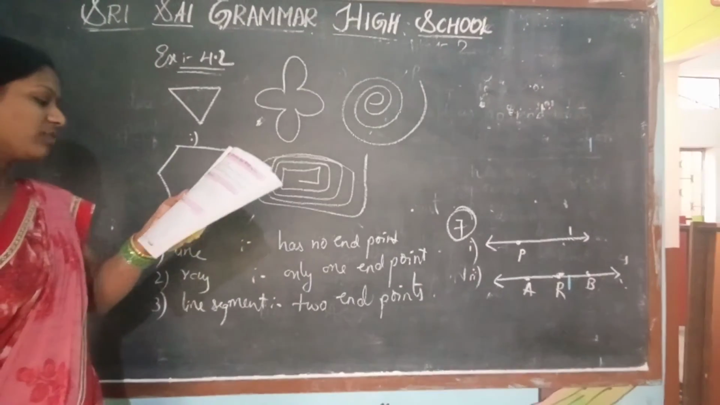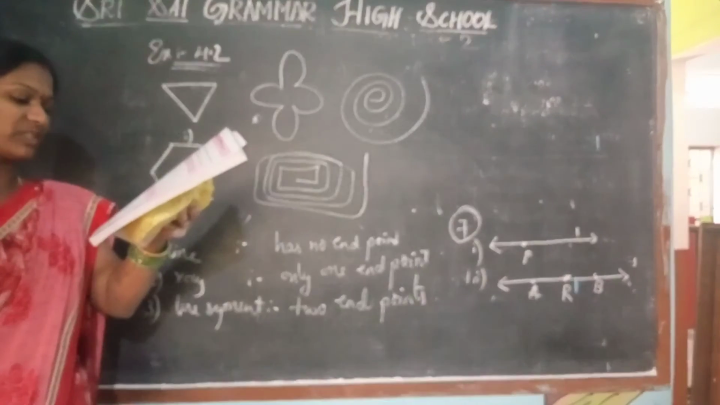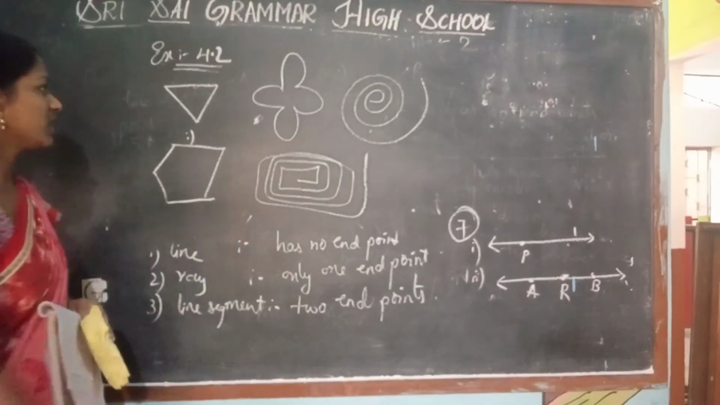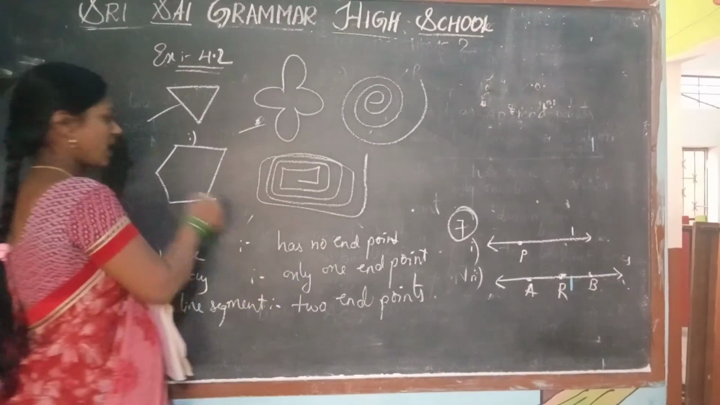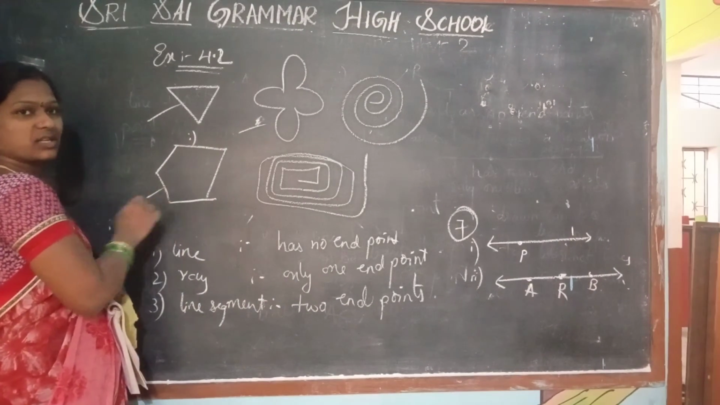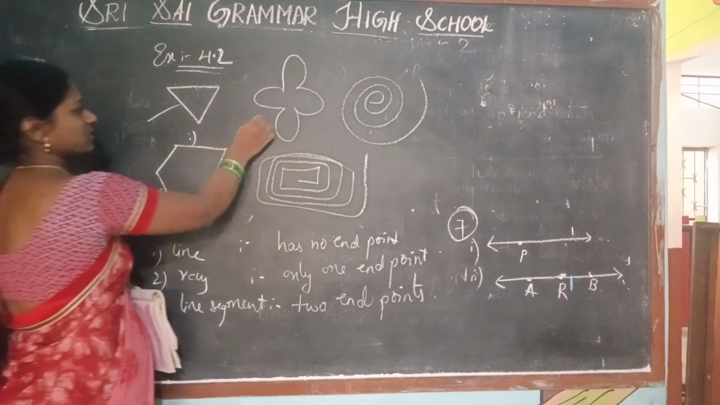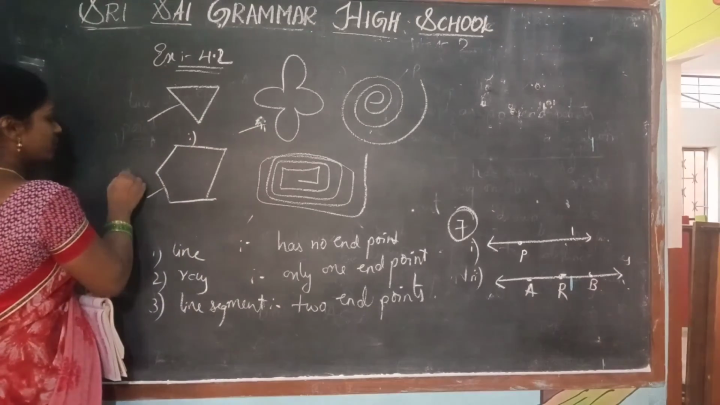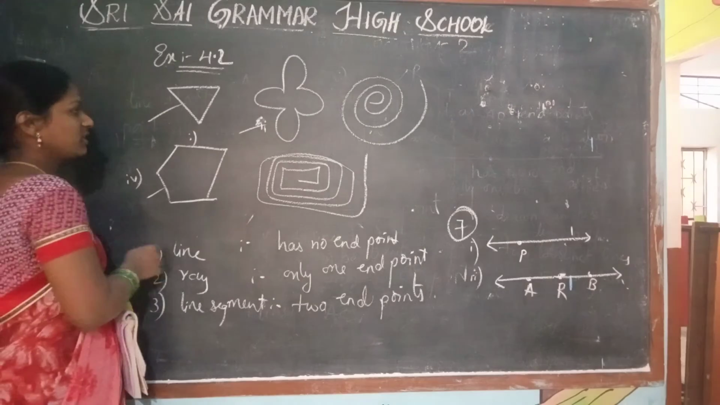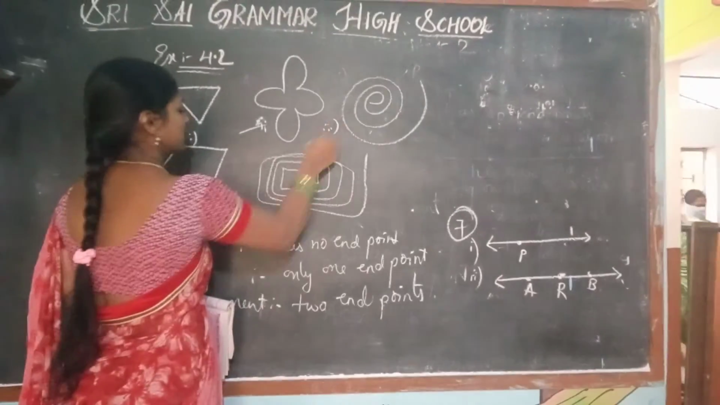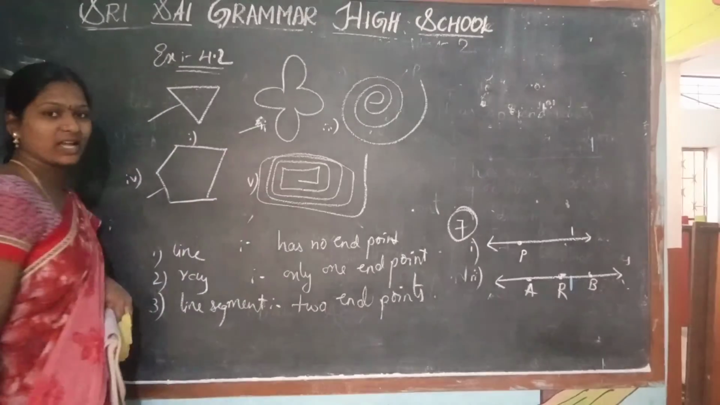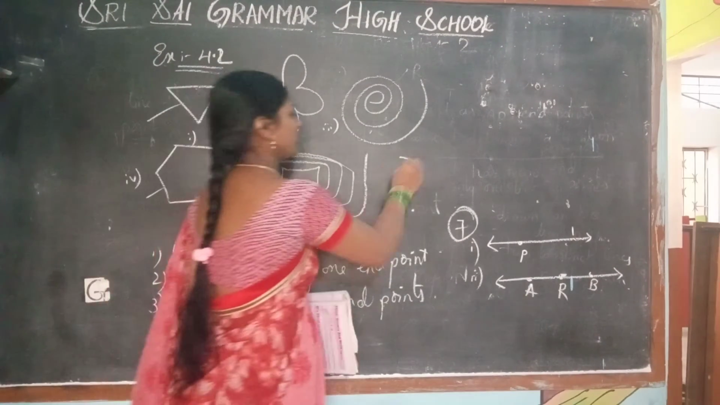Now, from this we have to identify which are simple curves. This is a closed figure. The first, the second, and also the fourth, when you compare, these figures are closed figures. When you see the other figures, the third one and the fifth one, these are simple curves.